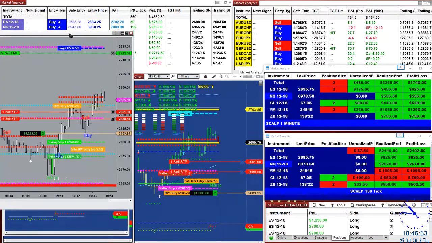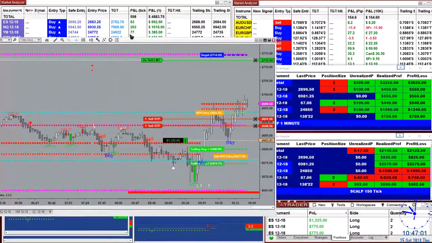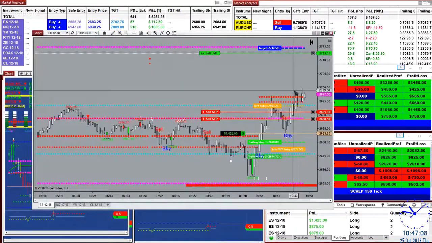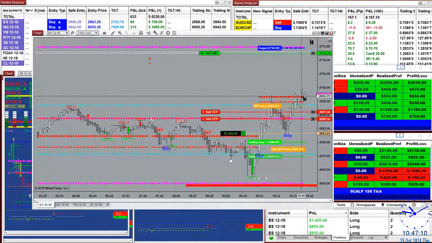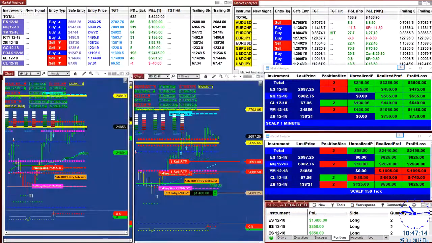Okay, guys, we are stuck on the ES. We're going back to the 93 level here. I don't know what is going to happen. We need a little push above that number, close. We need one bar above those numbers to close. Then we are home free.